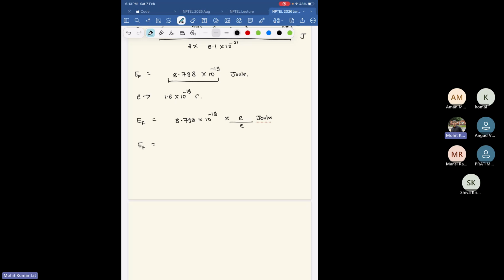And in that case, if you do so and divide it by, replace e equals to 1.6 in 10 power minus 19, it will be around 8.798. Let me just calculate what this number will be. Around 8.798 divided by 1.6 is around 5.498, and then this e times joule is nothing but eV. So this is the Fermi energy, basically.